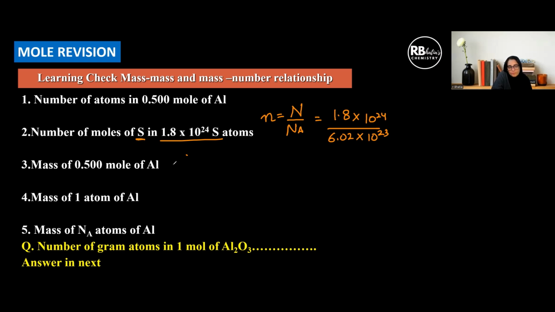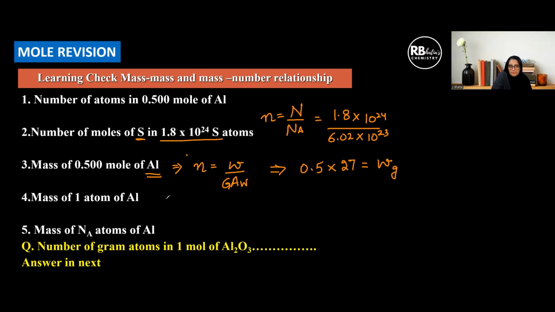Mass of 0.5 mole of aluminium atoms. So we are talking about mass now. Number of moles is equal to given mass upon gram atomic mass. Why atomic mass? Because we are talking about an element. If this was a molecule, I would have written gram molecular mass here. So number of moles is 0.5, I want mass, and the gram atomic mass of aluminium is 27. So solve this and you get W in gram.